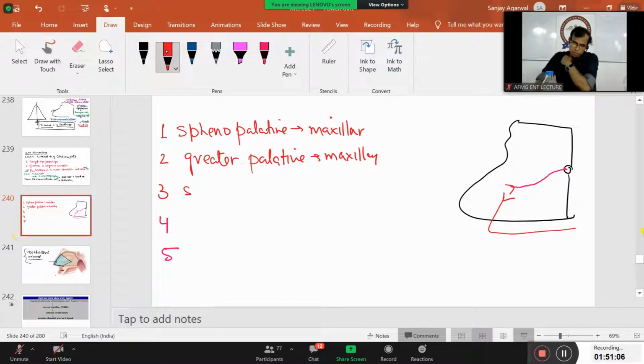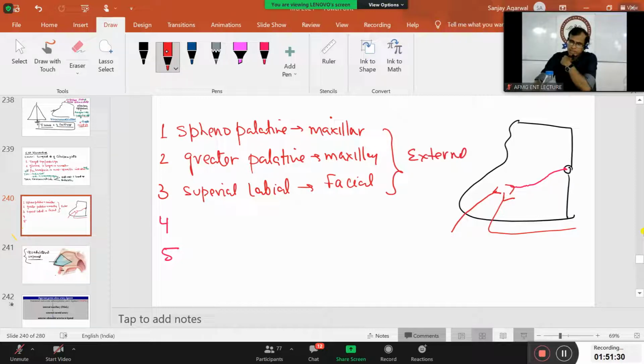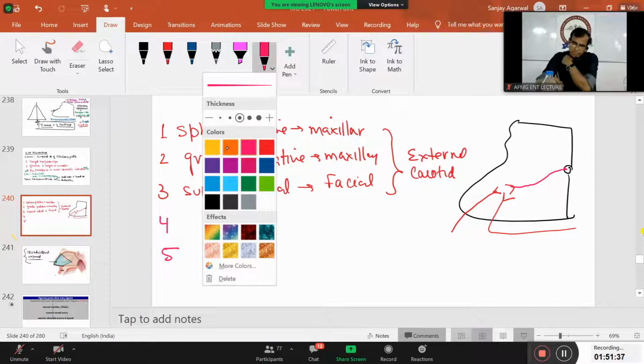And the third is the superior labial artery, a branch of facial. What does superior labial mean? Upper lip. The upper lip artery enters from the front like this. And we all know this maxillary and facial are both branches of the external carotid, isn't it? So these two arteries carry blood from the external carotid artery.